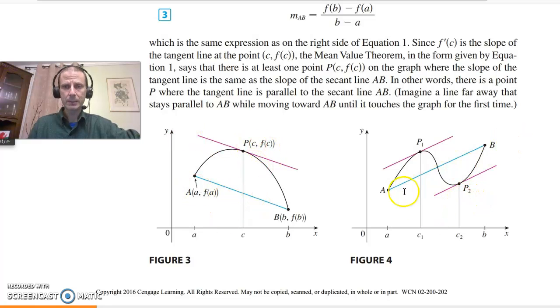And over here, it's the same game. In blue, we've got the slope of the secant line from a to b. And here, they were able to find two points. The mean value theorem says there'll be at least one point where the slope of the tangent line is the same. In this particular example, they found two.